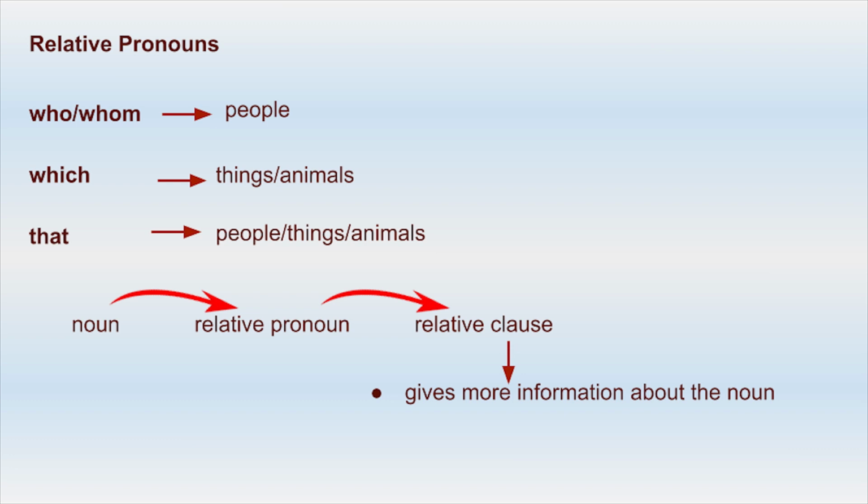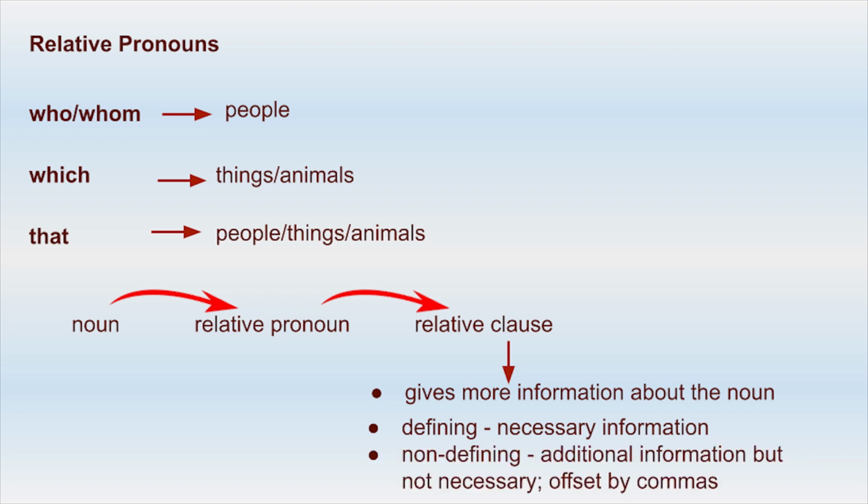It may be a defining clause that gives necessary information, or it may be a non-defining clause that gives additional information that may not be necessary. The non-defining clause is always offset by commas.